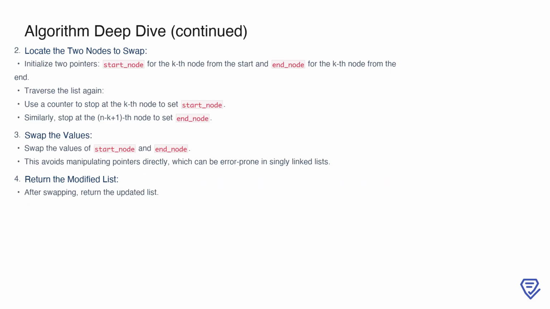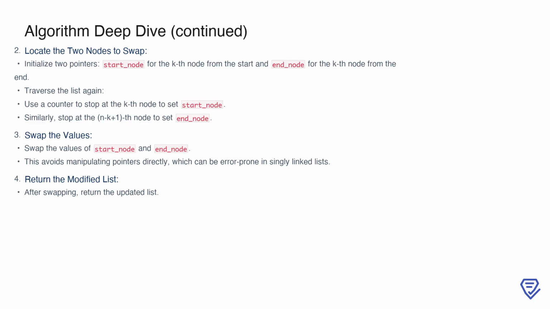After determining the length of the list, we proceed to locate the two nodes that need to be swapped. To do this, we initialize two pointers, one for the kth node from the start, which we'll call the start_node, and another for the kth node from the end, referred to as the end_node. We traverse the list again using a counter to stop at the kth position and assign the corresponding node to start_node. Similarly, we calculate the (n-k+1)th position and stop there to assign end_node.